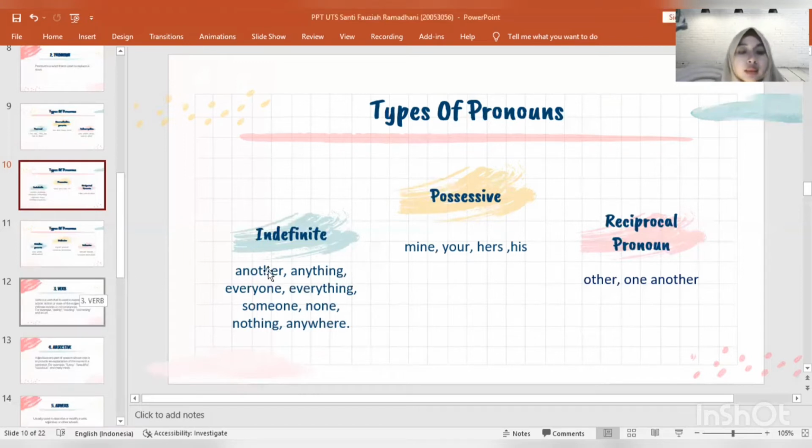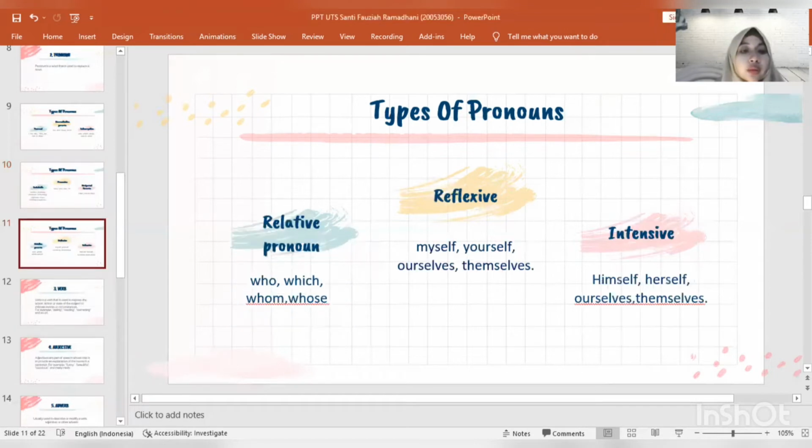The next is relative pronoun. Relative pronoun is for relative clauses. For example, who, which, whom, whose. The next is reflexive. Reflexive is to indicate that the subject receives the action of the verb. For example, myself, yourself, ourselves, and themselves.